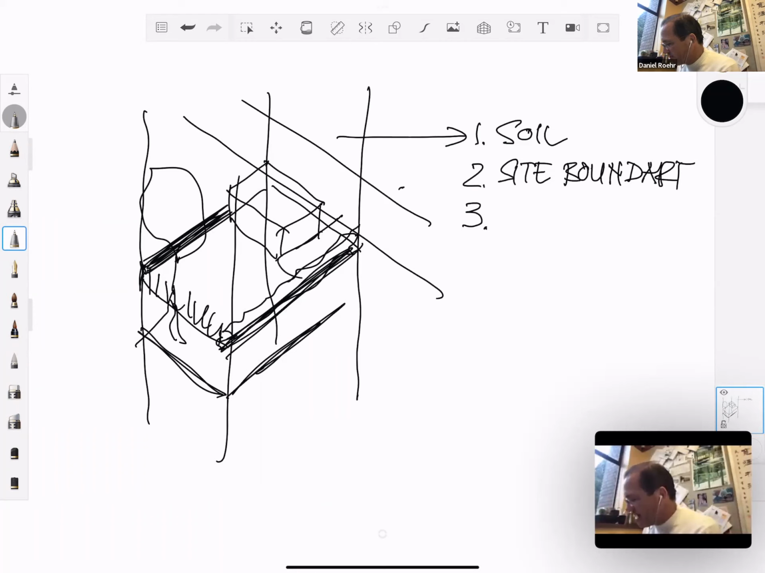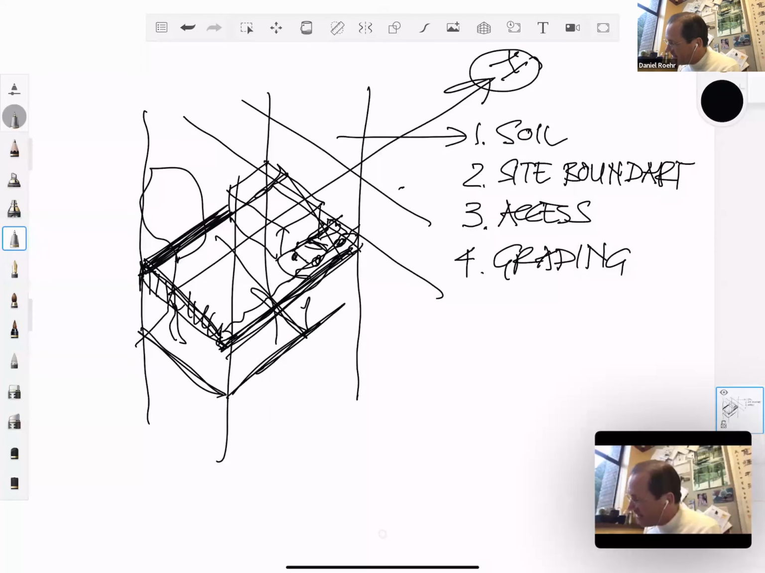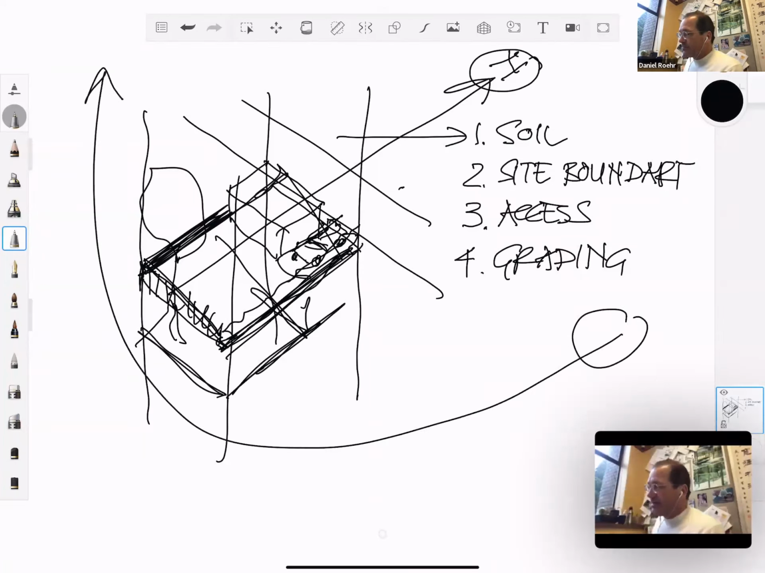Let's say there's a garage here for the car to be parked. Here's the car, terrible car, but it doesn't matter. It's not about how it looks. So you think about access. You think about the grading. How is the site tilted? What's the major tilt of the site? This way, this way. Let's say, where is north? So really identify how the sun actually moves. So sun path is important.